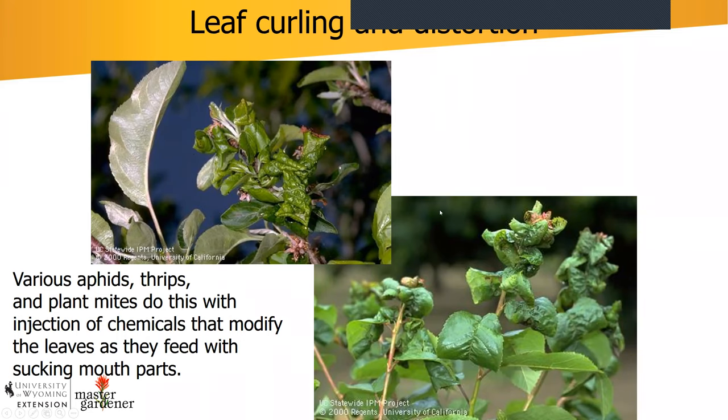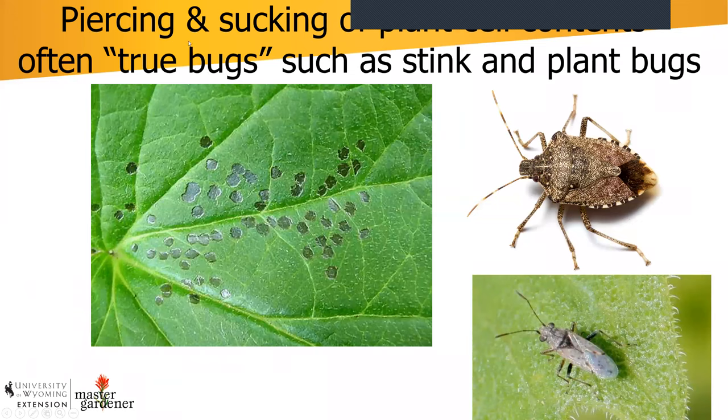They're kind of fragile. The insects that have piercing and sucking beaks will suck the cell contents out and cause these dottings on plants. If they do that on fruit, it often causes browning and it gives a place for rot to start on fruits.